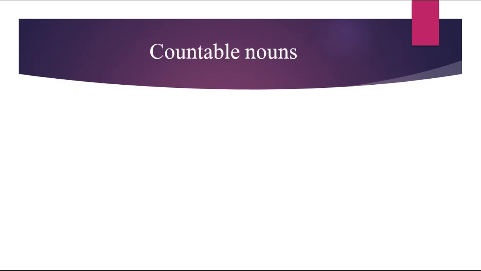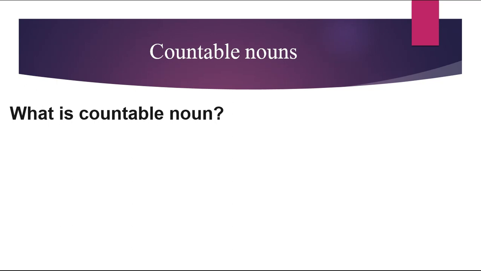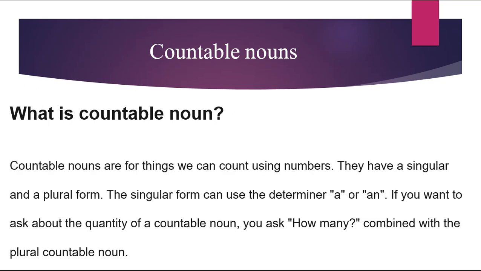The first is the countable noun, and then we move to the question: what is a countable noun? Countable nouns are for things we can count using numbers, right? They have already known 1, 2, 3, 4, 5 until the end, so that is called number. They have a singular and plural form, so it means they can form a plural and a singular noun. The singular form can use a determiner, a or an. If you want to ask about the quantity of a countable, you can ask how many combined with the plural countable noun.